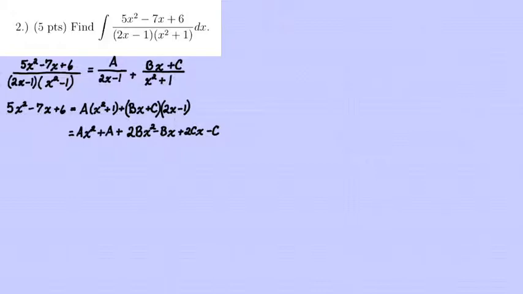Now, this equality needs to hold for all values of x, which means that the coefficient for x squared needs to be the same on the left and right, the coefficient for x needs to be the same on the left and right, and the constant needs to be the same on the left and right. So if we look on the right at what the coefficient for x squared is, we'll get this system of equations.